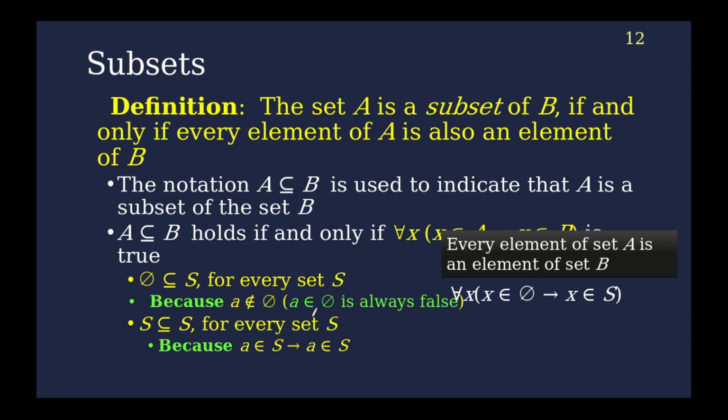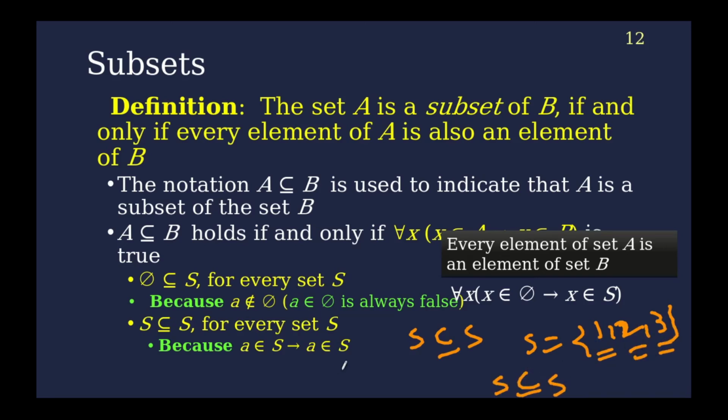Yes, it is a subset of every set. So the meaning of that is, S equals 1 to 3. That means S is a subset of S. If both sets are equal, they are ultimately subsets of each other, because A belongs to S and A belongs to S. So that's why every set is a subset of itself.